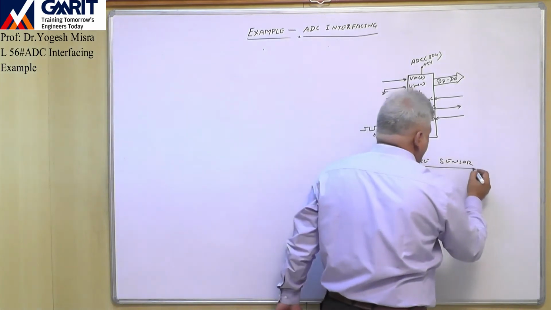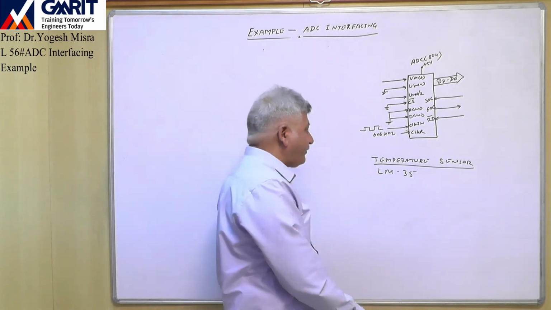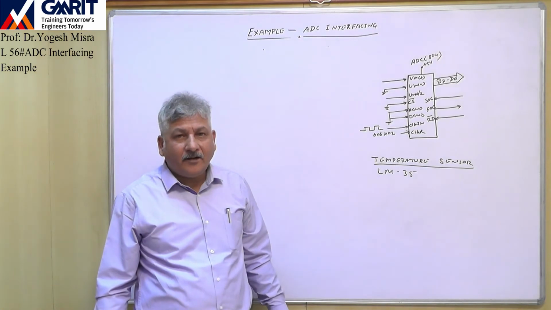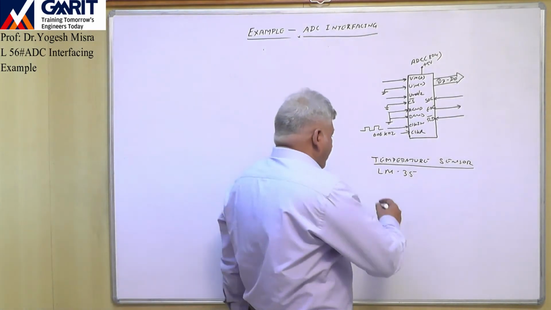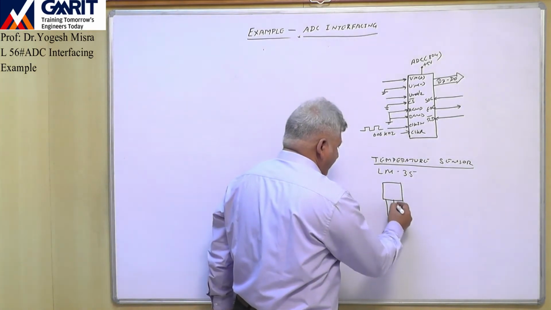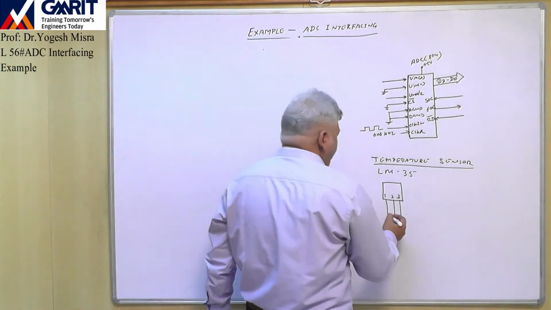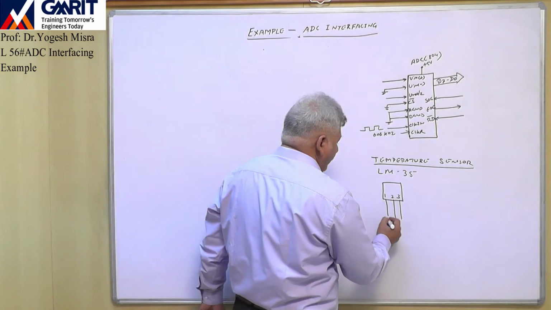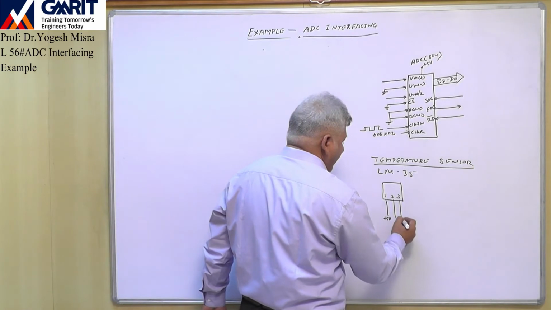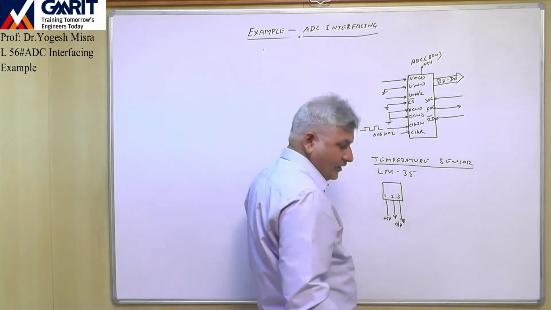So there is an IC, LM35, right? This is a 3-pin IC, and it is basically a temperature sensor. This IC has 3 pins: pin number 1, 2, 3. Pin number 1 is connected to VCC, which we connected to plus 5 volt. Pin number 3 is connected to ground, and pin number 2 is your output, right?